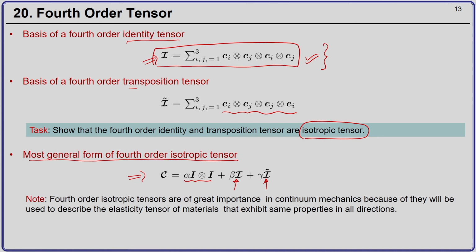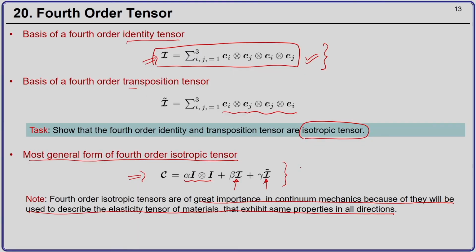So, why is this tensor important? It is important because fourth order isotropic tensors are of great importance in continuum mechanics, because they are used to describe the elasticity tensor of materials that exhibit the same property in all directions. Okay. So, if you want to represent the properties of a material which has the same property in all directions, then the most general form for that fourth order tensor will be this isotropic tensor given by the expression over here.